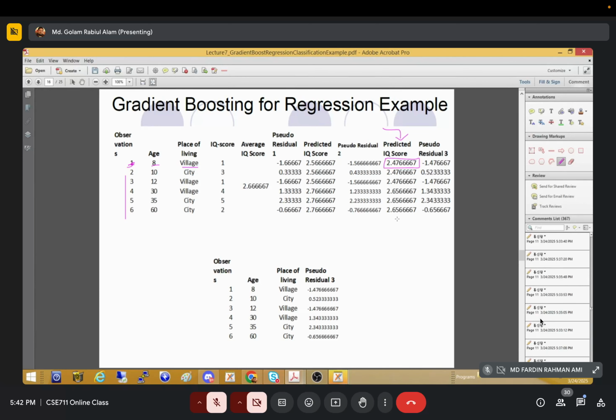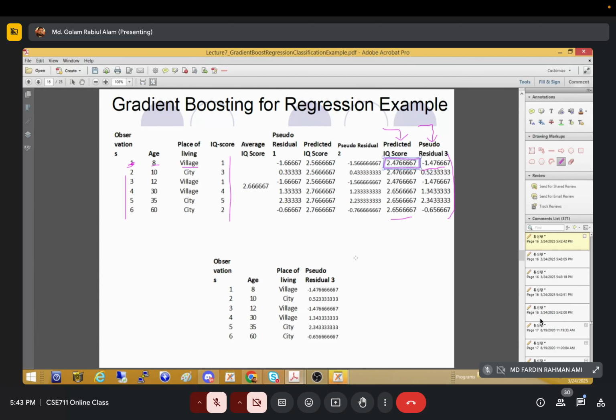And after finding out the predicted score, what we have to do? We have to find out the pseudo residual 3. That is the original value minus the predicted IQ score. So 1 minus 2.47 will be negative 1.47. In this way, we have to find out the pseudo residual 3. Okay, so this will be our pseudo residual 3.